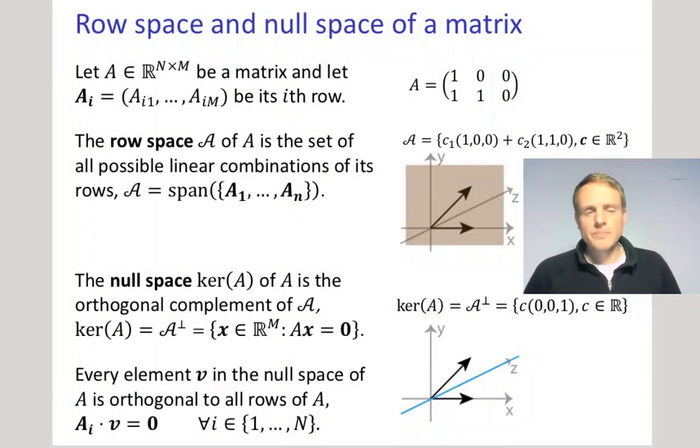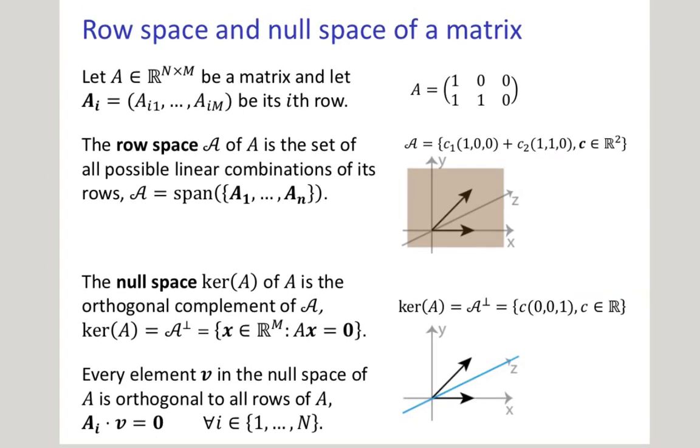The dual form comes from linear algebra. In order to make sure that we're all on the same page, let's go over a little reminder of a few important concepts. Let's assume A is a matrix in a real numbered space n by m, where n is the number of samples and m is the number of dimensions. The row space, or calligraphic A, is the set of all possible linear combinations of its rows. In other words, calligraphic A is the span of the rows of A.